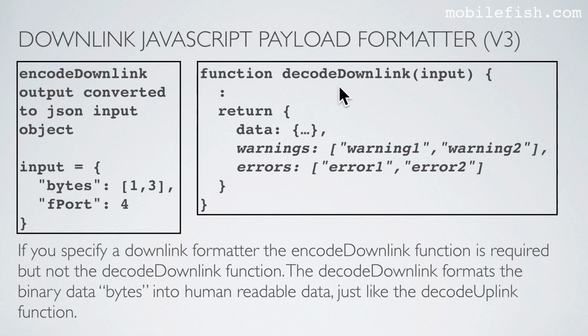The decode downlink function returns a JavaScript object which can have the following keys: data, warnings, and errors. If you specify a downlink formatter, the encode downlink function is required, as mentioned earlier, but not the decode downlink function. The decode downlink formats the binary data bytes into human-readable data, just like the decode uplink function.